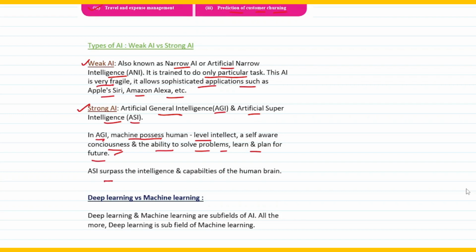Now ASI surpasses the intelligence and capabilities of the human brain. That is artificial super intelligence. So AGI is something which can work within the domain of a human being. The way you can think, an AGI can also think. But ASI has the capability to surpass your intelligence and capabilities, right? That's why we say that AI is going to be a threat in the future, right? So that's the difference between strong AI and weak AI.